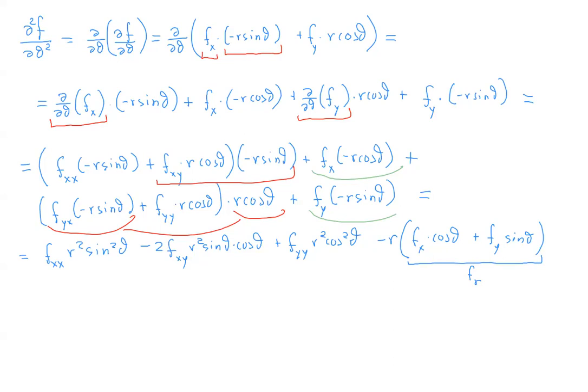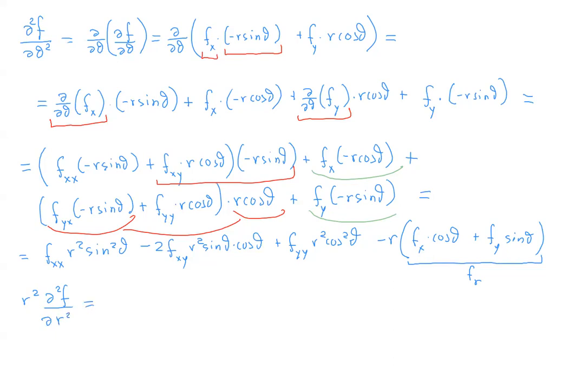Okay, it's f sub r. So I think it's now time for the grand finale. And to get the grand finale, what we need to do is get the expression for the second partial with respect to r that we found before and multiply it by r squared, because we're going to see something really interesting happening in front of our eyes.